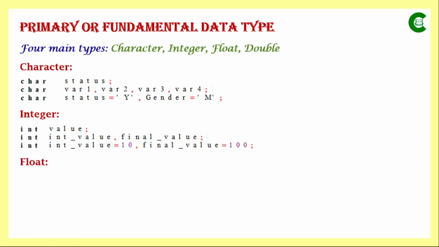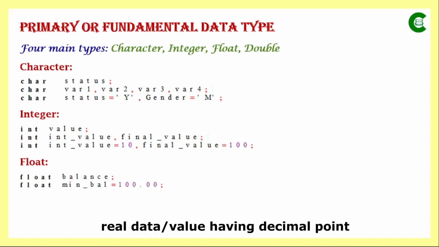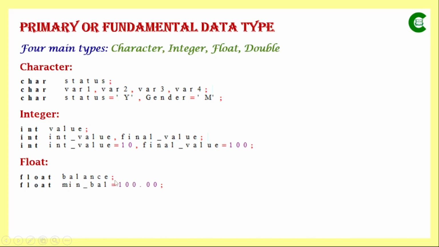The next important data type in C programming is float, and float is what? It accepts decimal data. So the keyword is float, and then the variable name, then again semicolon. And if we want to assign some value, then we can do that again in the declaration part. So this variable, which actually means minimum balance, has been assigned this value where before the decimal point we have 100 and after the decimal point we have 00.